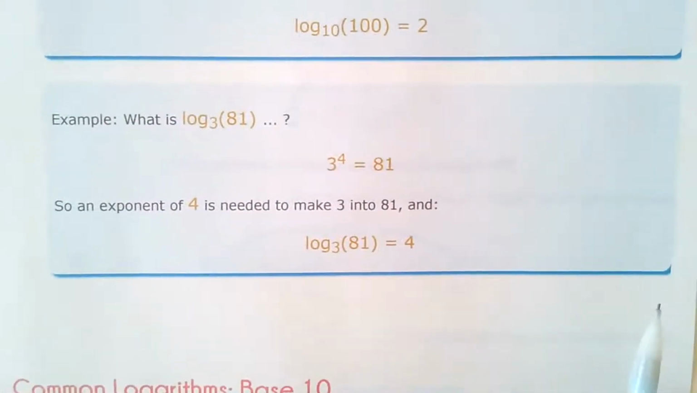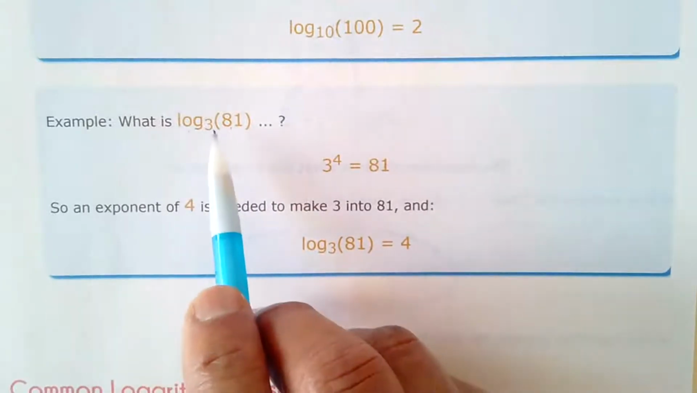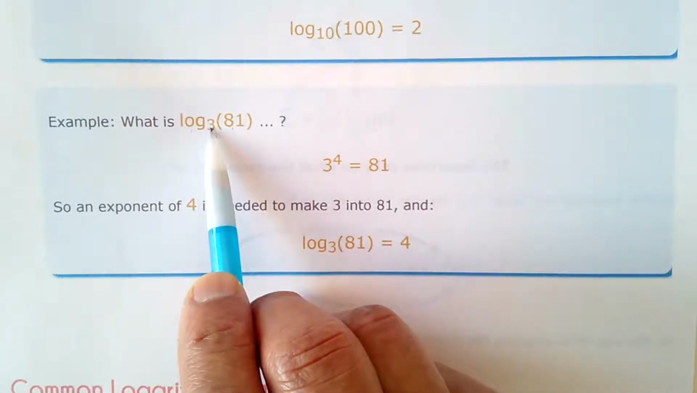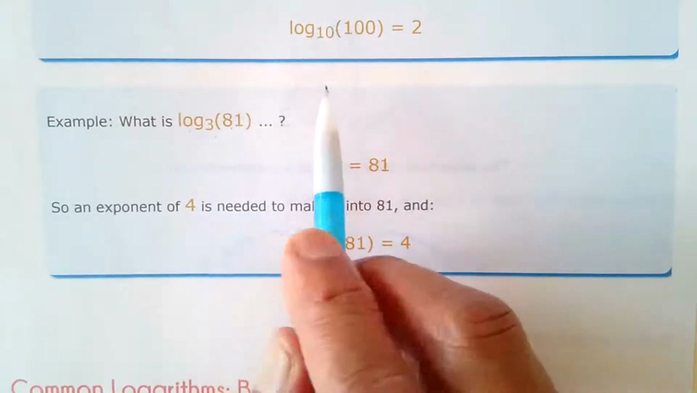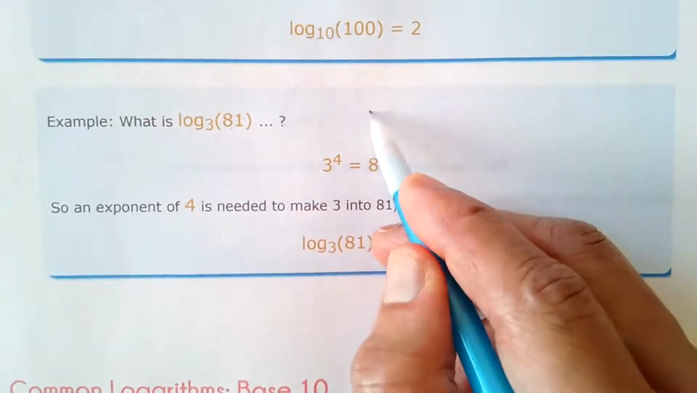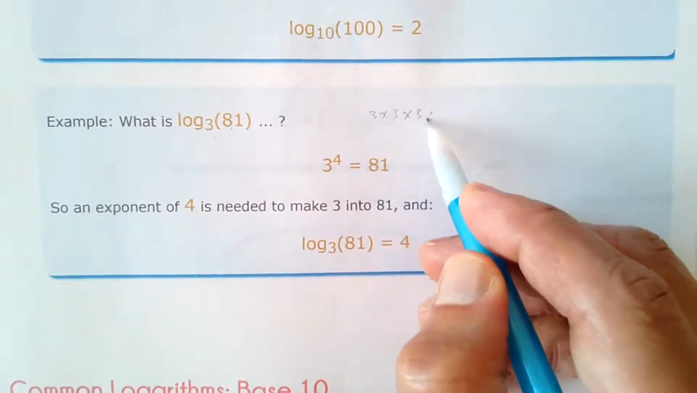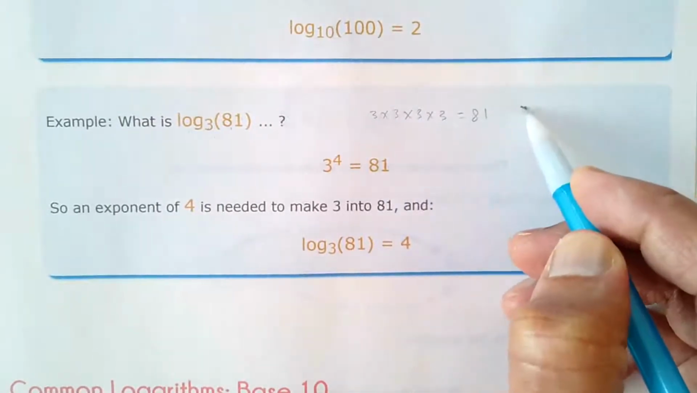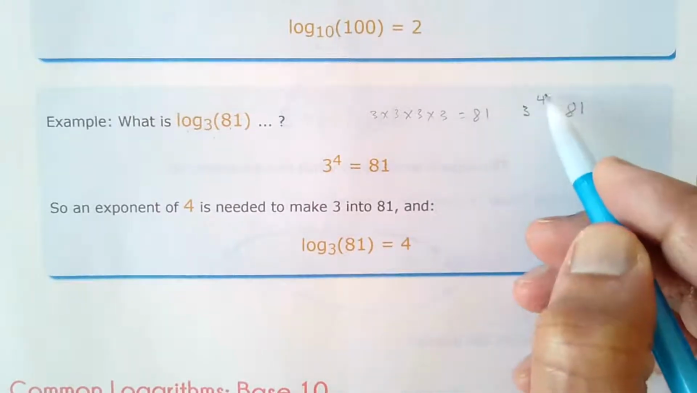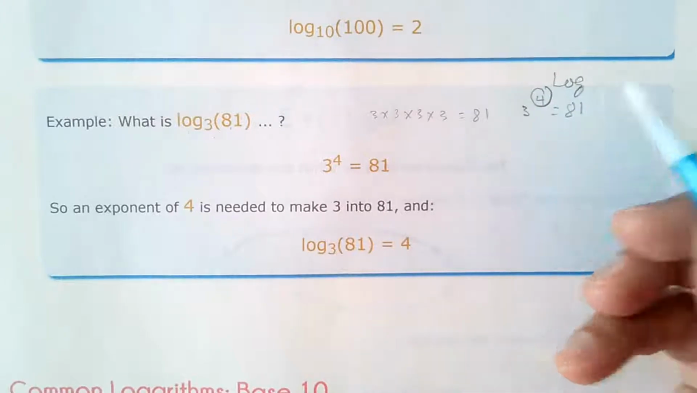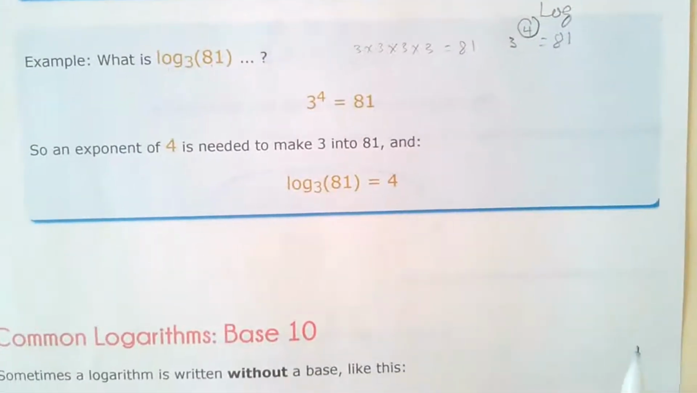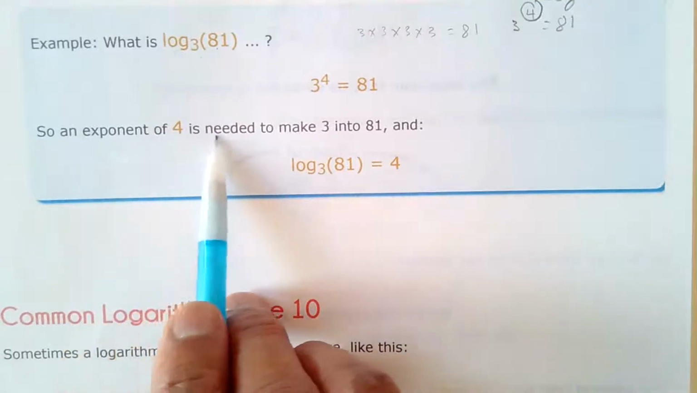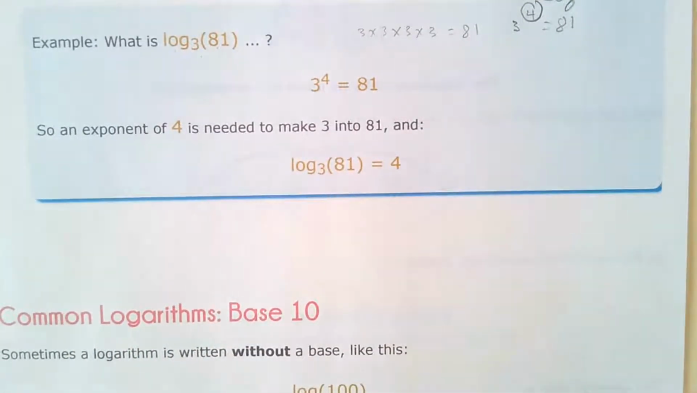Let's look at another example, log base 3 of 81. How many times do I multiply 3 by itself to give me 81? The answer is 4. So we have 3 times 3, 9 times 3, 27 times 3 is 81. So 3 to the power of 4 is equal to 81. Now this is my log. The exponent of 4 is needed to make 3 into 81, and it's read as log base 3 of 81 equals 4. That's a simplified version of what log is.